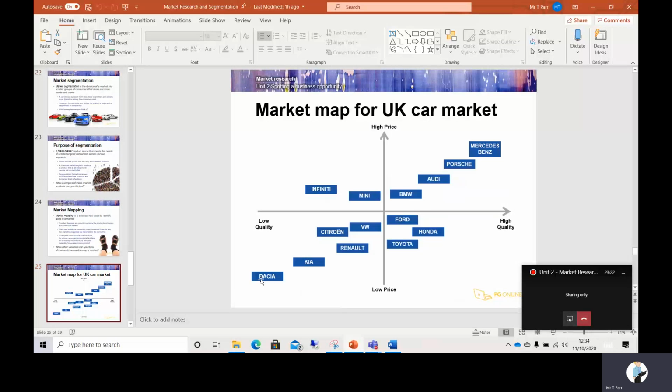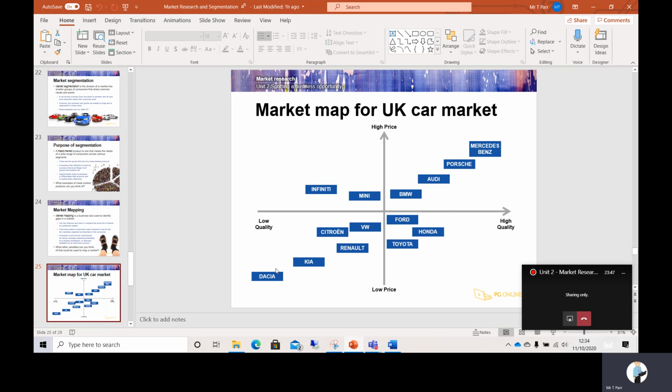Now, Dacia was actually owned by Renault. And what Renault could have done, they could have decided, right, we're going to make a really expensive, high quality car to compete with, say, Mercedes-Benz, Porsche, and all this. But they identified that, right, there's no one doing a really cheap car. Okay, there's no one doing a really cheap car, and they identified a gap in the market there.